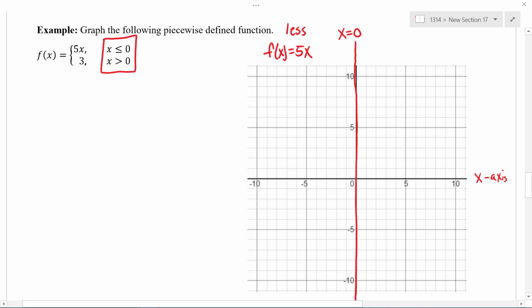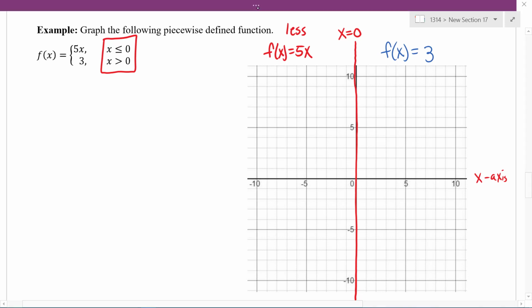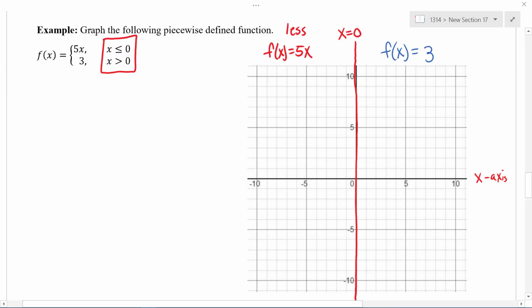We're going to use 3 if x is greater than 0. For x to be greater than 0, we have to be to the right. So on the right-hand side of 0, I'm going to write f of x is equal to 3. So these are the equations that are going to be used on either side of that cutoff x equals 0 line. To figure out what the graph looks like on either side of that cutoff line, we're going to make a table.